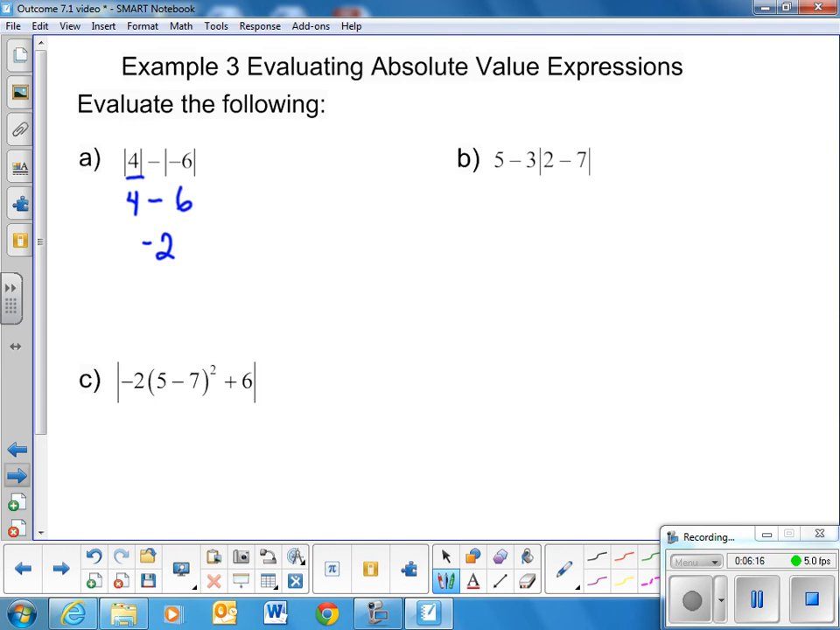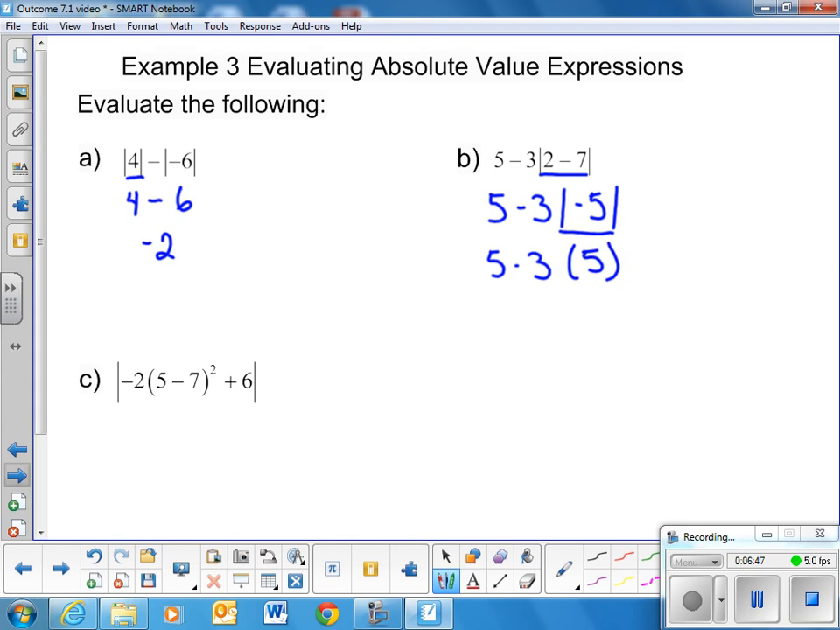In the next one, we want to start again by simplifying what's inside that absolute value. So we have 5 take away 3. Simplifying inside the absolute value, 2 take away 7 is negative 5. Evaluate this absolute value expression. The absolute value of negative 5 is less than 0, so we want to take the negative of that. So the negative of negative 5 is positive 5.